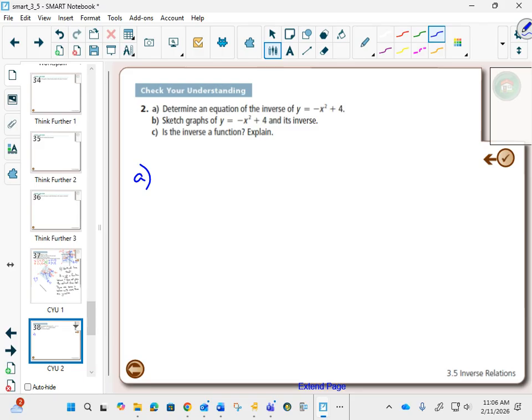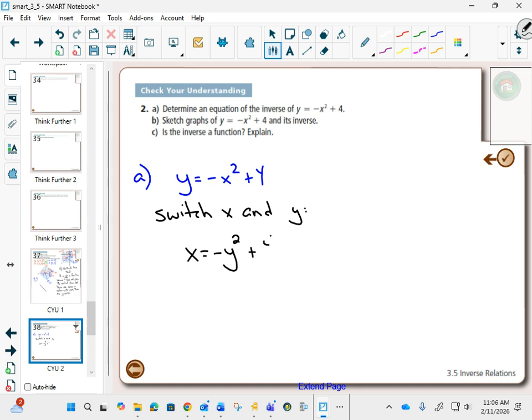Determine an equation of the inverse of y equals negative x squared plus 4. So I'm going to rewrite that out in blue. I'm going to switch colors here. To find the equation of an inverse, the equation of an inverse is a reflection over the line y equals x. It'll always be that your x's and y's are going to get switched.